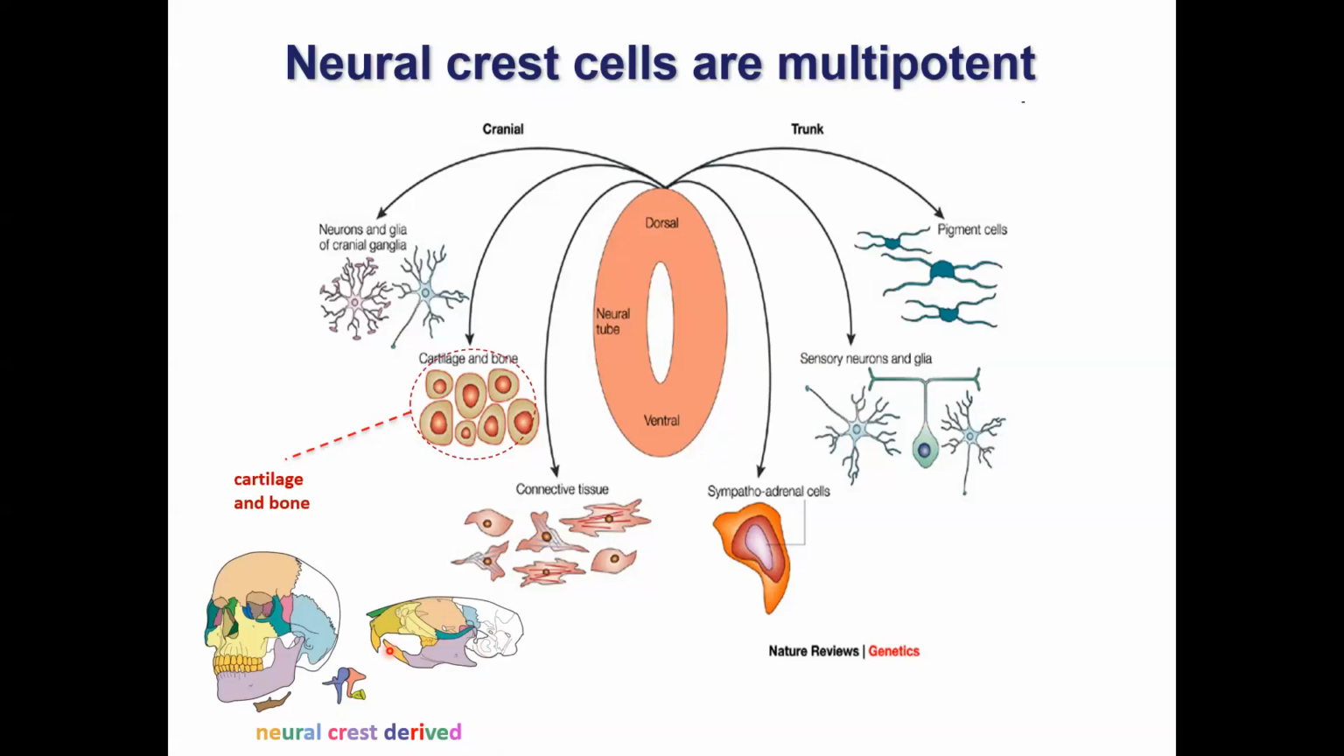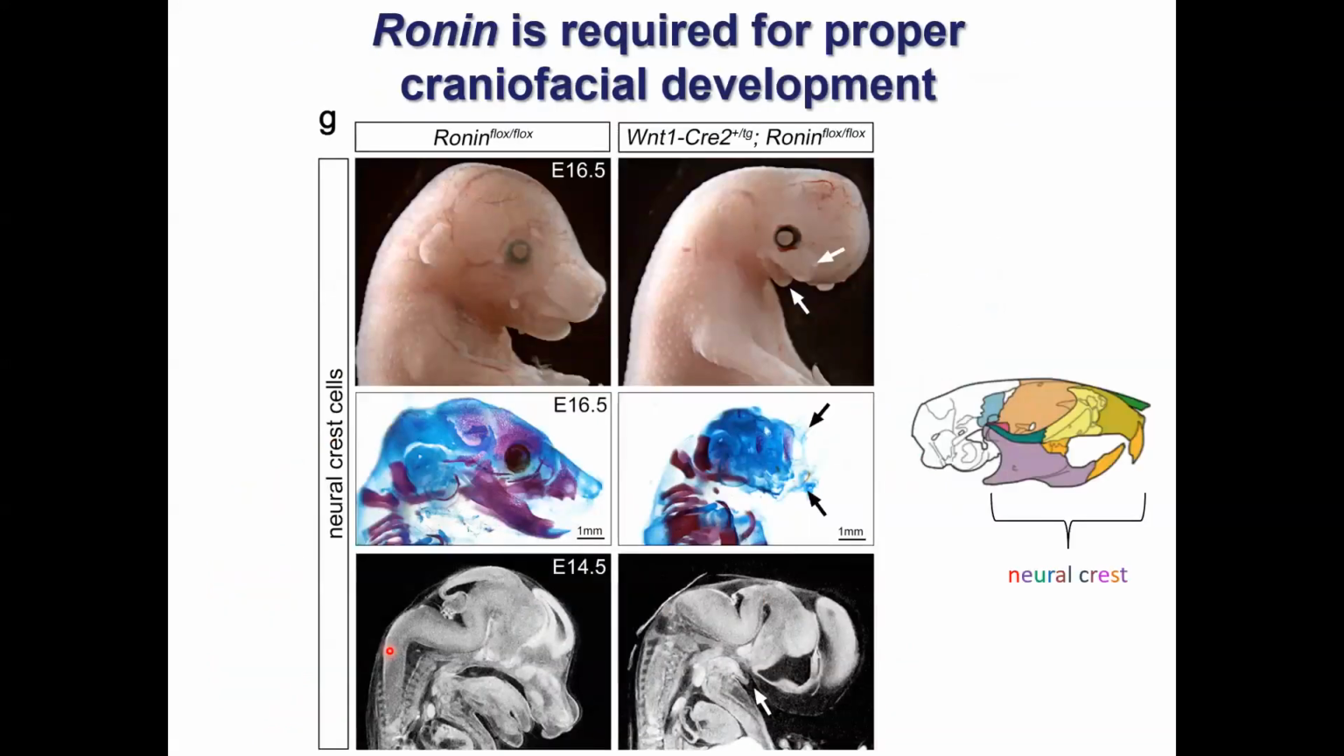I have a candidate gene that I think may be involved in this, and this gene is Ronin. It's the same gene that I was talking to you about in the previous part of the talk. What you do in these cases is conditionally knock this gene out just in neural crest cells, to avoid lethality. If you take it out early everywhere, the embryo dies. So you take it out in the neural crest cells only, and you study what happens.